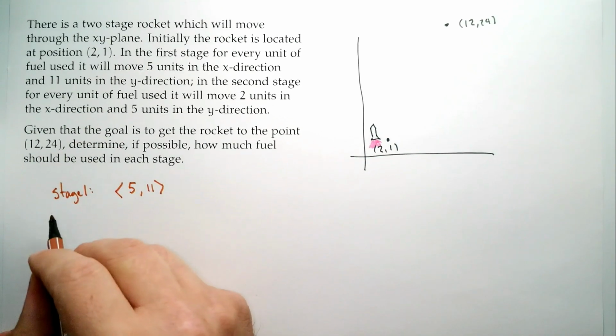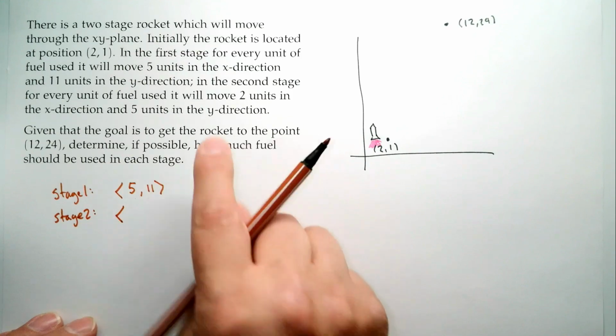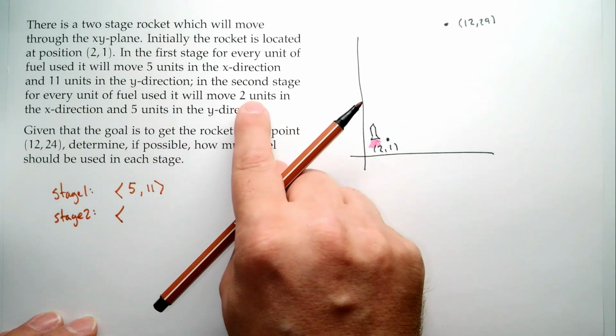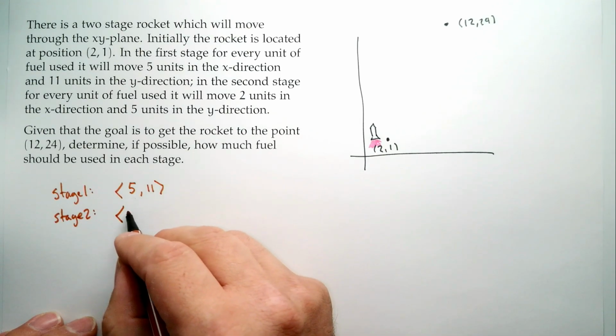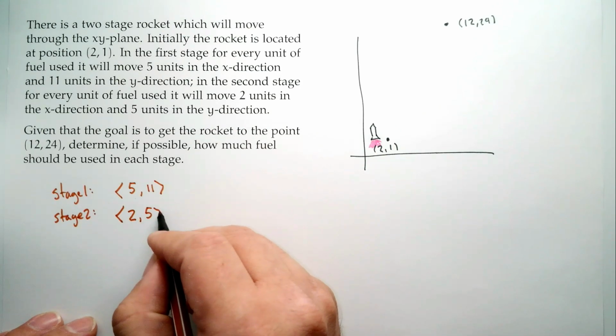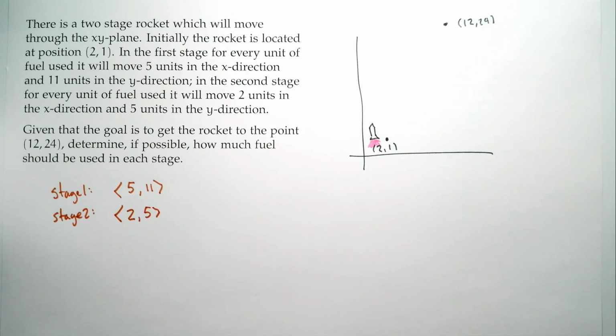Stage 2 is a little bit different. It says what? Well, now we're going to move 2 units in the x direction and 5 units in the y direction. So in stage 2, the change is (2, 5). All right. So what are we trying to do? Well, we're trying to sort of do some combination. And now we're like, aha, this is vectors. They're really good with what's called linear combination. So linear combination means what? It means you scale and you add.